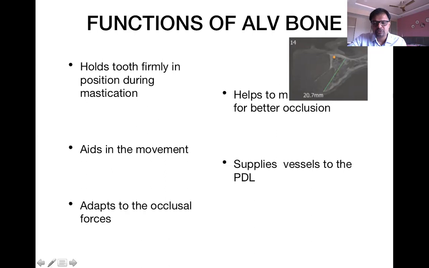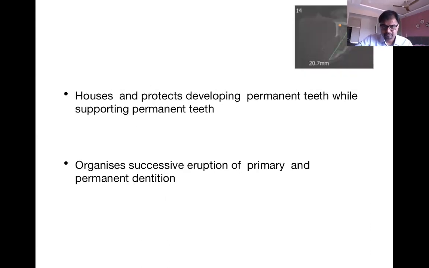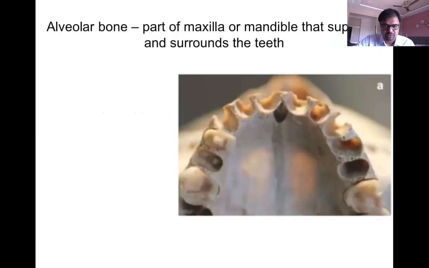Obviously, it also performs the most important function of supplying blood vessels to the periodontal ligament. You have to understand cementum doesn't have any blood supply. The periodontal ligament fibers do not have any blood supply. So the nutrition to both of these comes primarily from the alveolar bone. Apart from that, it houses the deciduous teeth, and also the permanent teeth as they are erupting into the oral cavity. And it guides the eruption of your secondary teeth, or your permanent dentition.